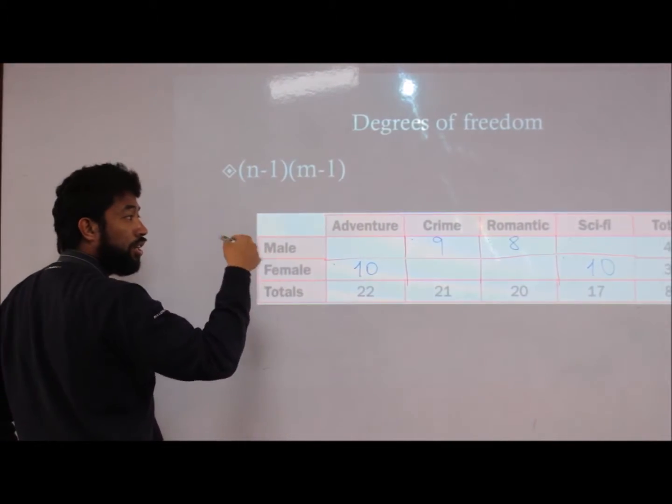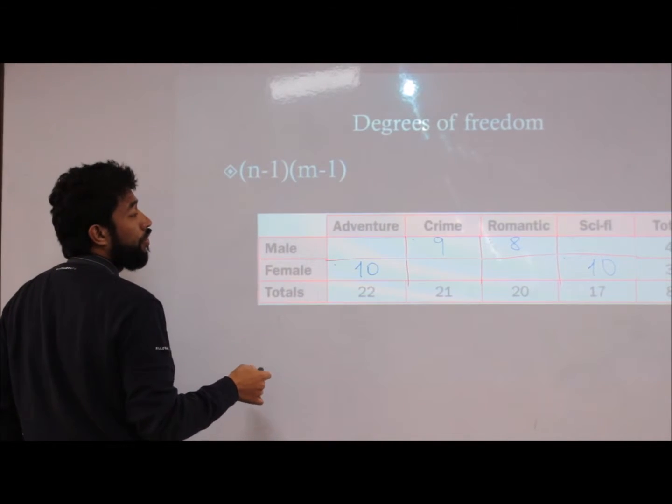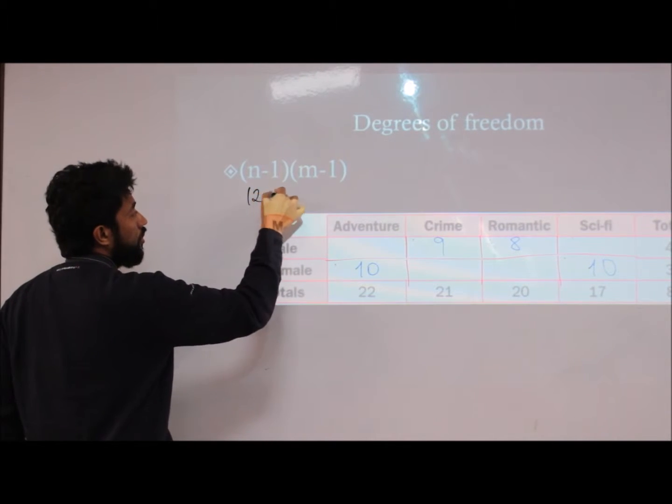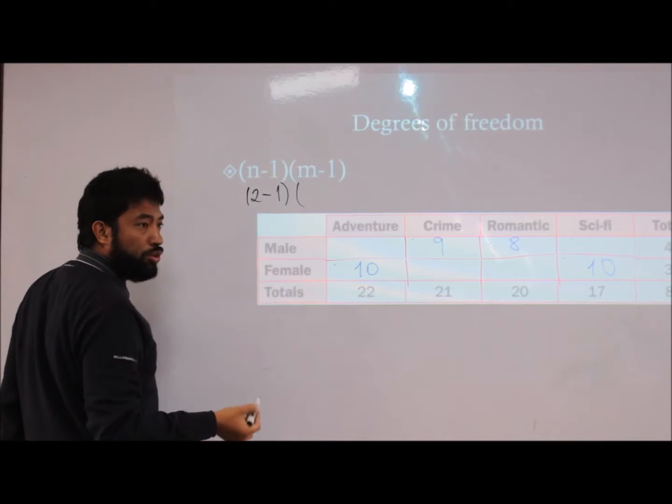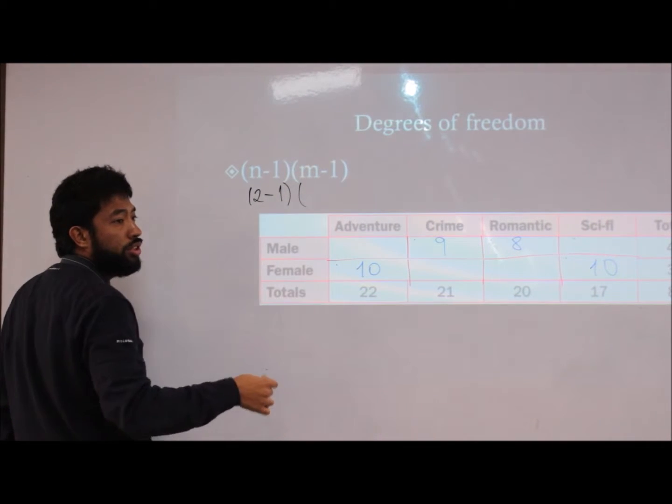Now if you're replacing the formula, 12. How many rows do you have? 4. 2 minus 1. And how many columns? 4.